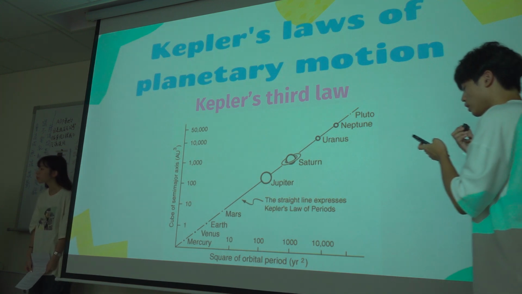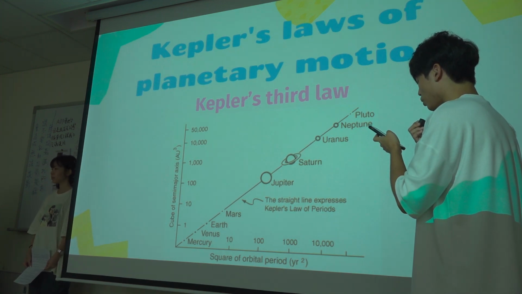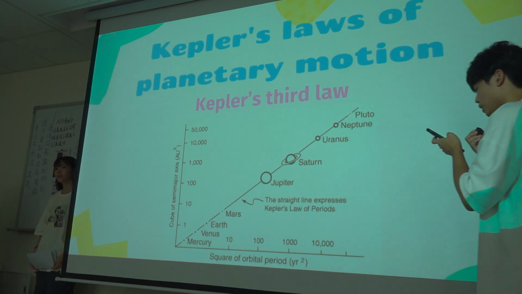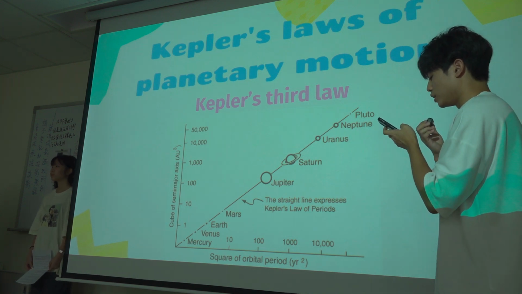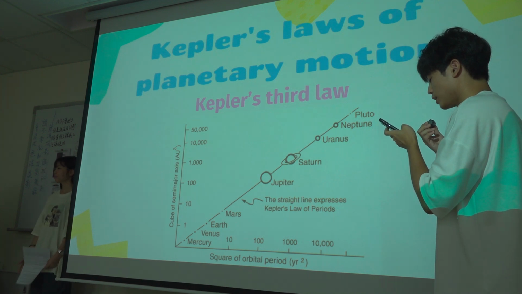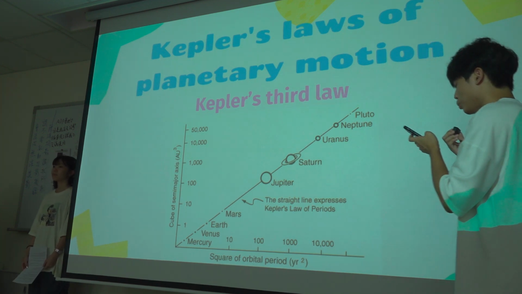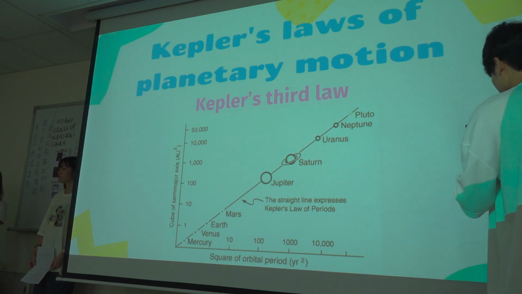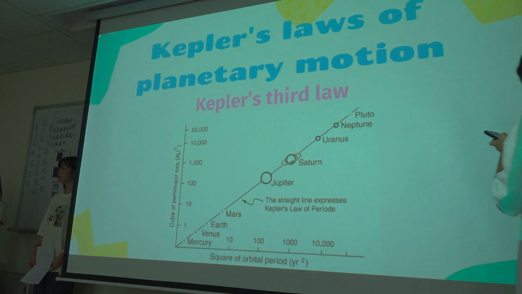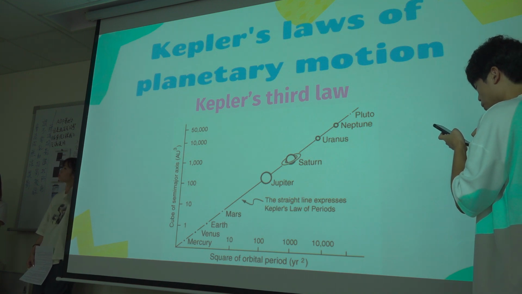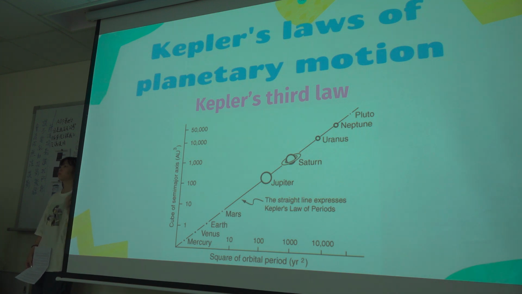Next, I want to talk about the third law. The square of the orbital period of a planet is proportional to the cube of the semi-major axis of its orbit. The formula is expressed as period squared is directly related to radius cubed. Using Newton's law of gravitation, this relation can be found in the case of a circular orbit by setting the centripetal force equal to the gravitational force. Peter, can I use the whiteboard?